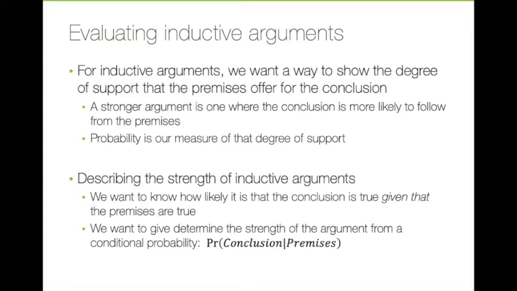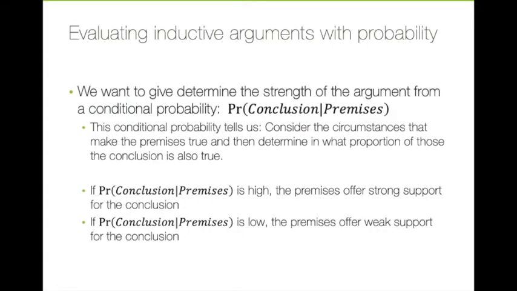How do we do that? We want to know how likely it is that the conclusion is true, given that the premises are true. That tells us that we want to determine the strength of an argument from a conditional probability. That probability is the probability that the conclusion is true, given that the premises are true.